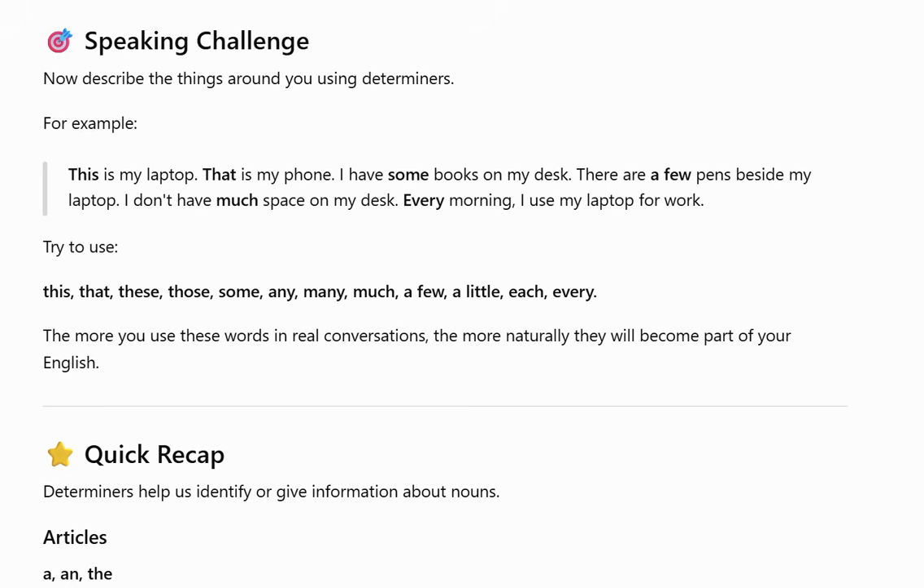Try to use this, that, these, those, some, any, many, much, a few, a little, each, every. The more you use these words in real conversations, the more naturally they will become part of your English.